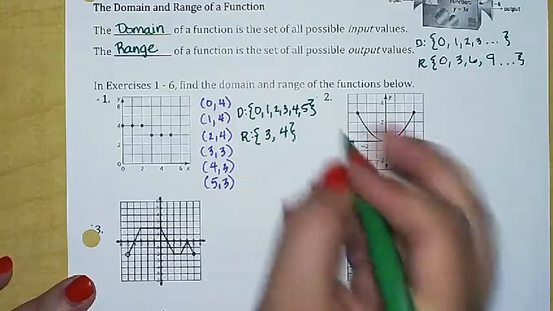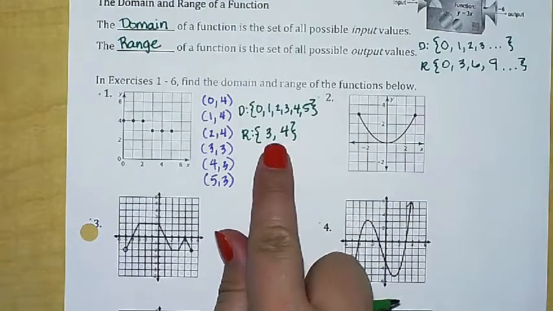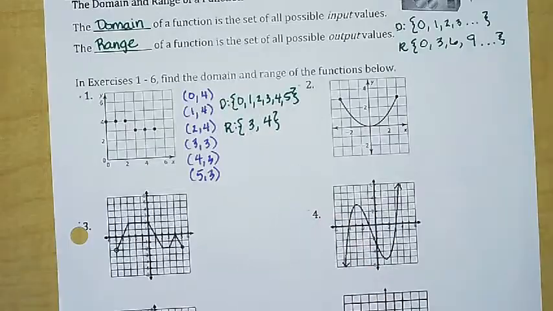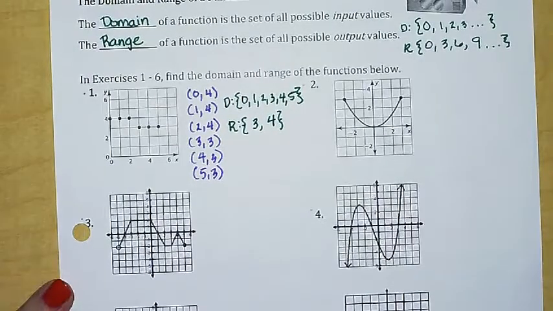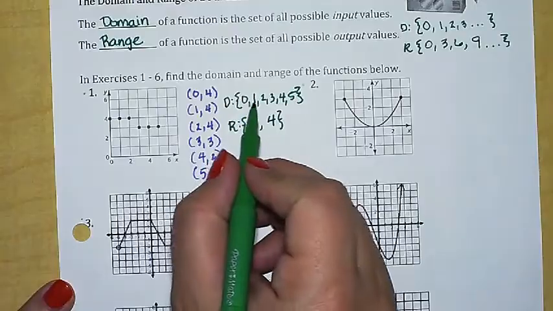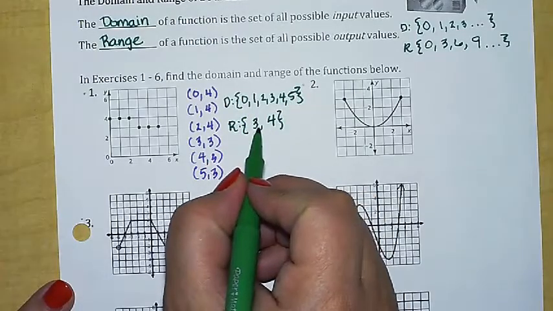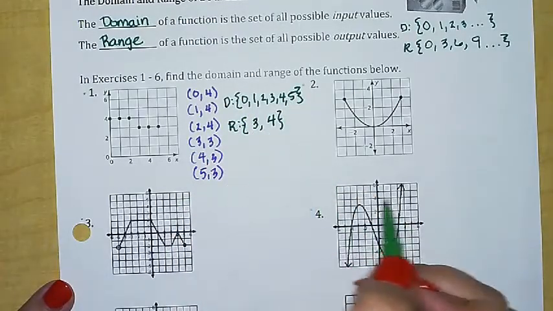And we do write them in order from low to high. And so 3 goes first. Just make sure that your numbers are in order. So 3, 4, that is the range. So these are the possibilities for inputs, but these were the only possibilities for outputs. And we just have to write it twice.